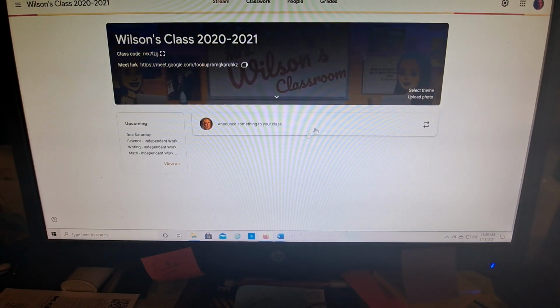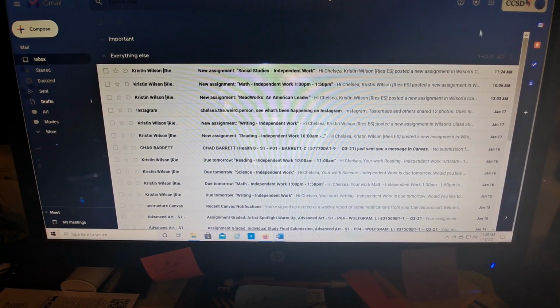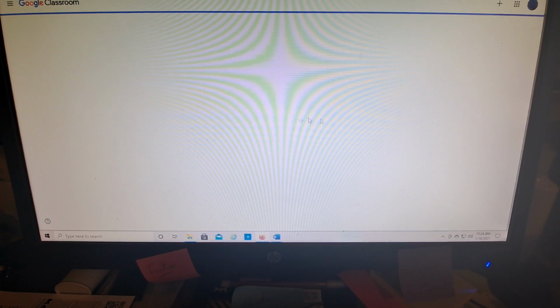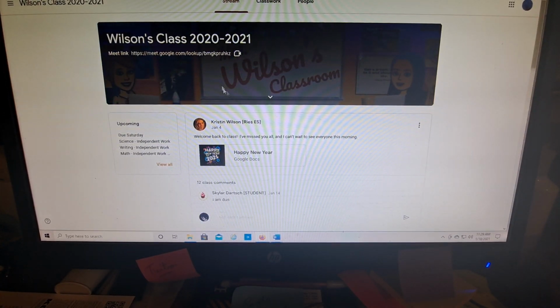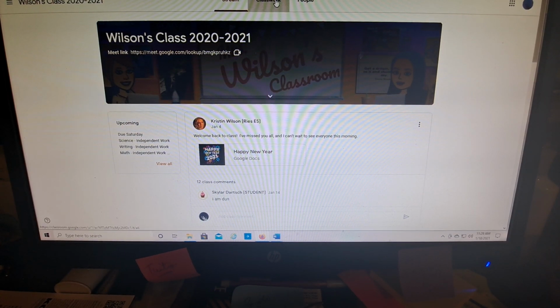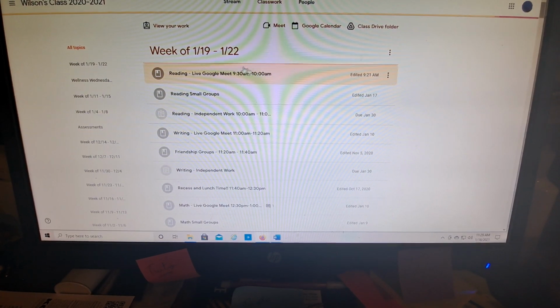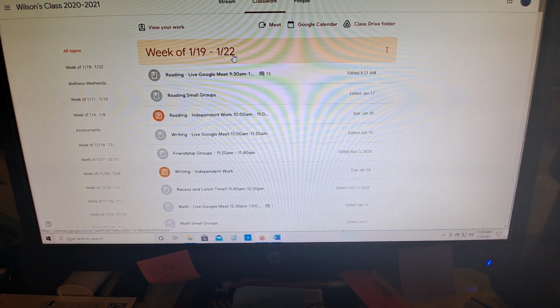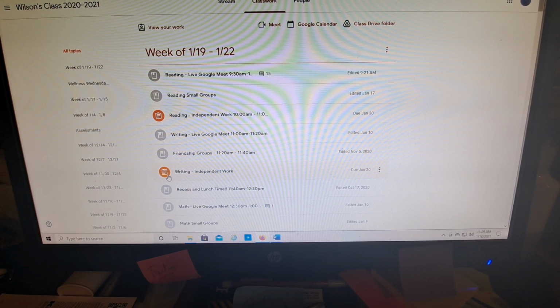This is my view, so I'm going to zip over here to Chelsea's email, and we'll look at the classroom from Chelsea's view. It's Wilson's class. All right, so here's our classroom from the kids' view. Classwork. Of course, here we are, the week of January 19th through the 22nd. Anything that is colored orange like this, those are assignments. And of course, everything is always in order.